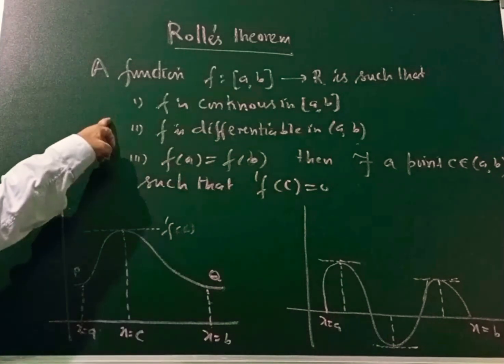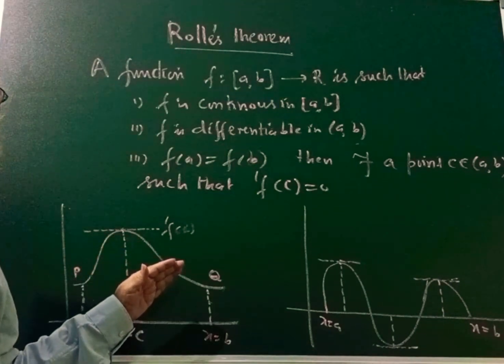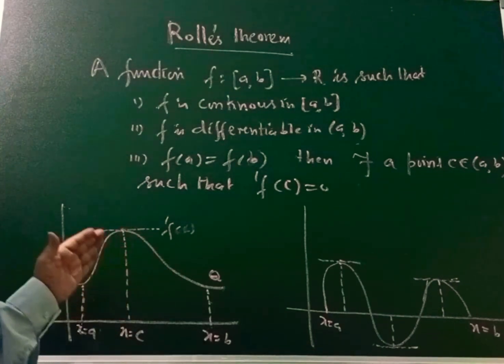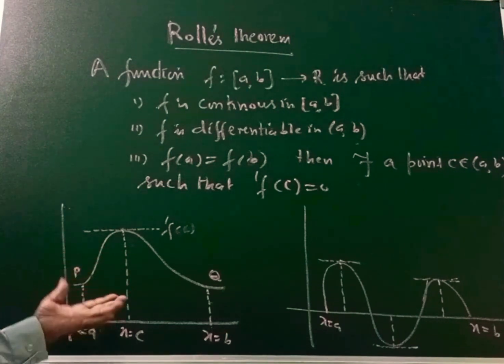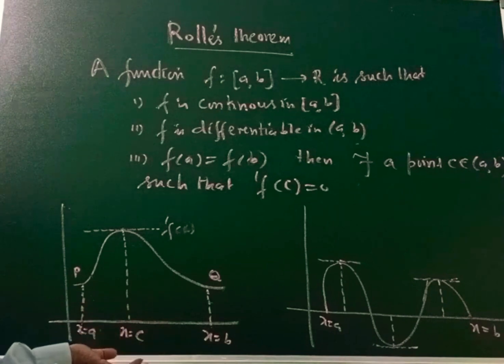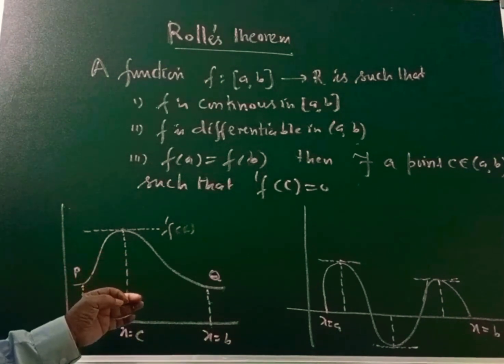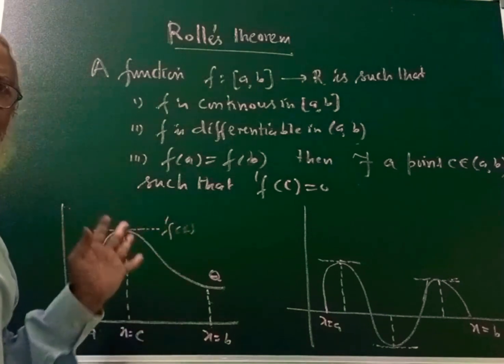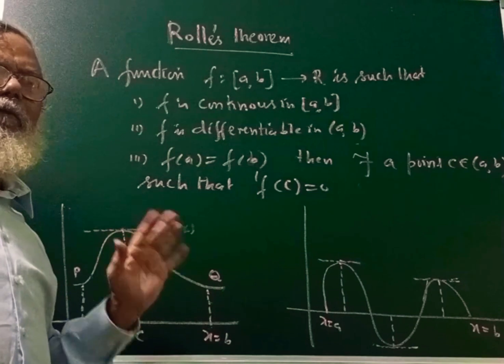But the second thing, f is differentiable in (a, b). How do you say that a particular curve which we have drawn is differentiable or not? For differentiability of a curve, at each point of the curve we should be able to draw a unique tangent. If you are not able to draw a unique tangent, it is not differentiable.